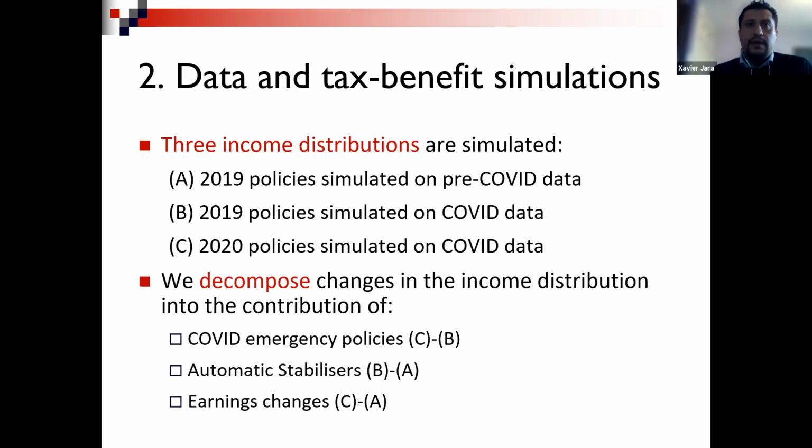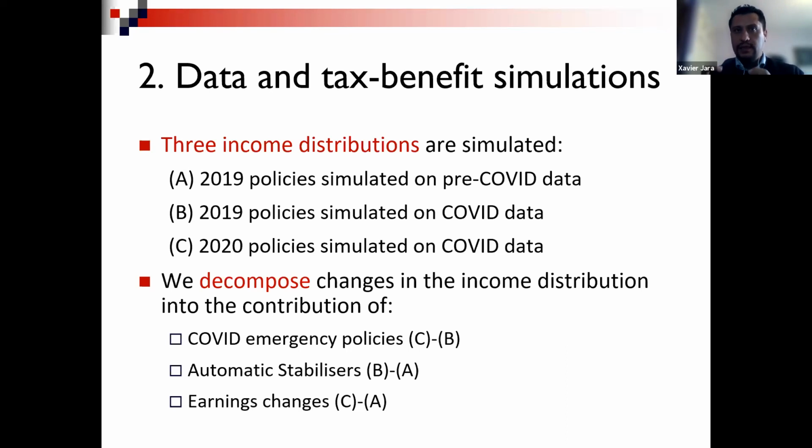The second factor contributing to the change in the income distribution is automatic stabilizers. These are pre-COVID policies that may have an effect in cushioning incomes given the shock in earnings. We obtain this contribution by comparing scenario B with scenario A. In these two scenarios, we have kept fixed 2019 policies, but we have different data. In A, we have 2019 data, and in B, we have 2020 data.